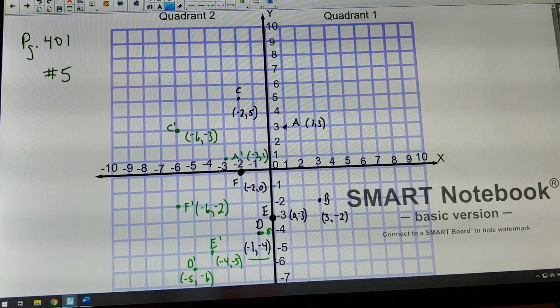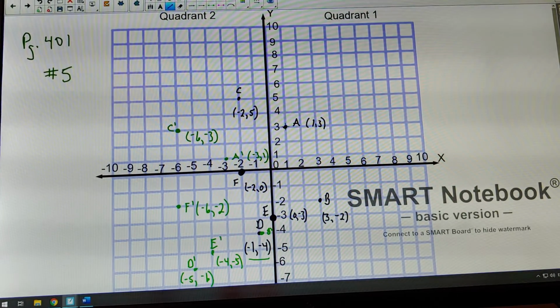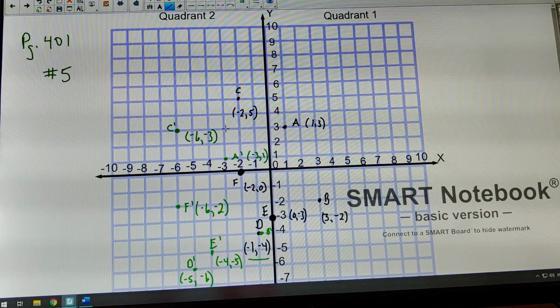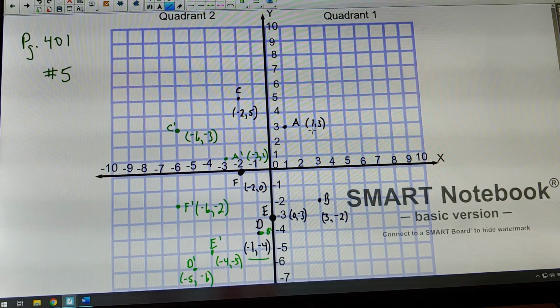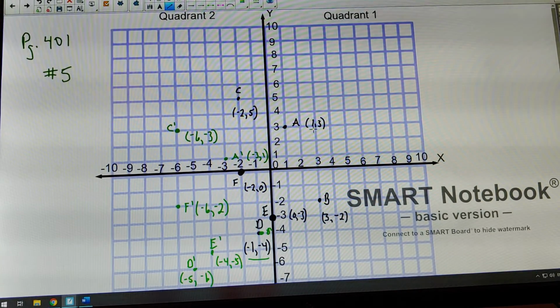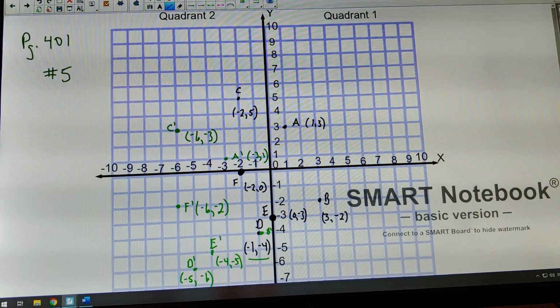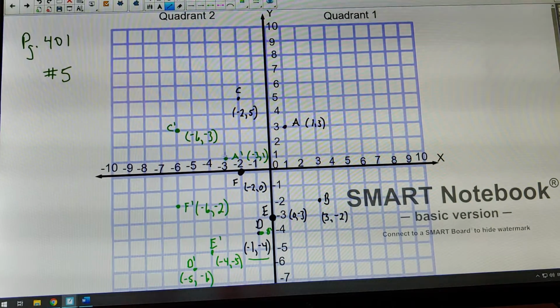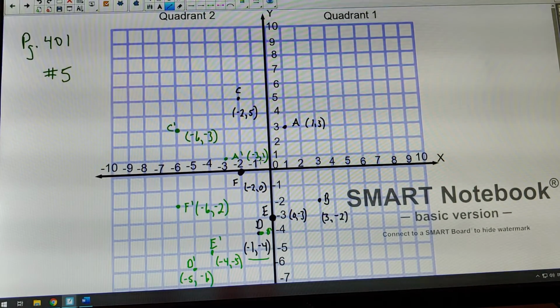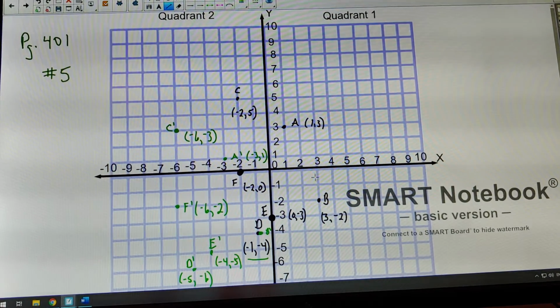So A is here at (1, 3), so we would do 1, 2, 3, 4 left, and then 2 down, 1, 2. You can also use your integers to help you with this. 1 subtract 4 is going to be -3. 3 subtract 2 will be 1. So -3, 1. Even without the grid, just using your knowledge of integers, you can do it.